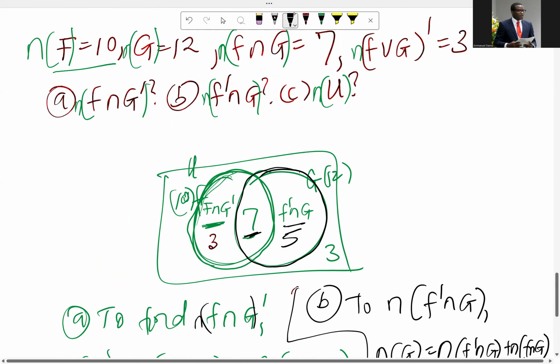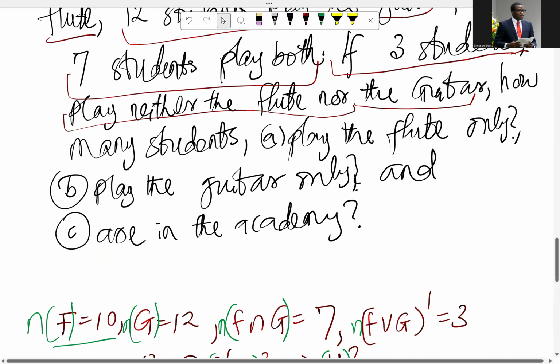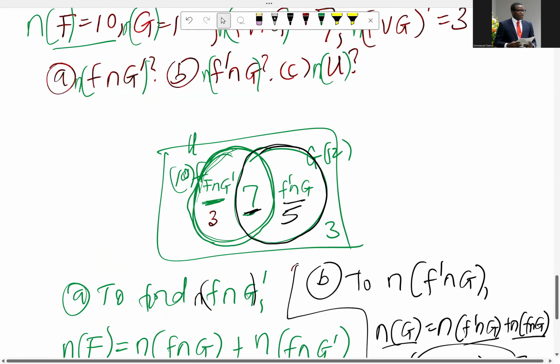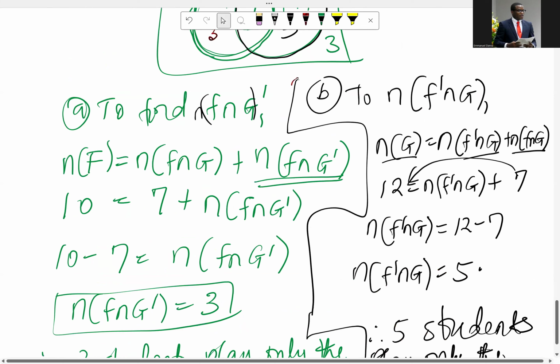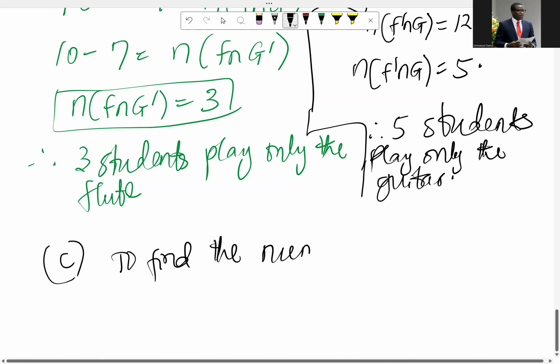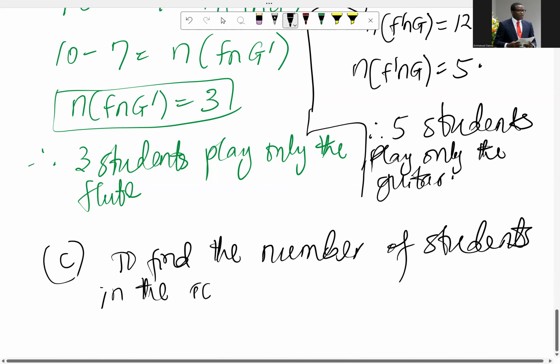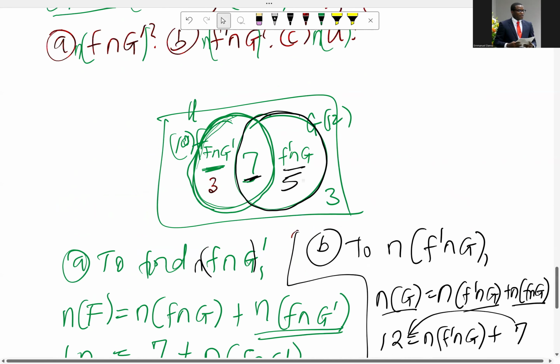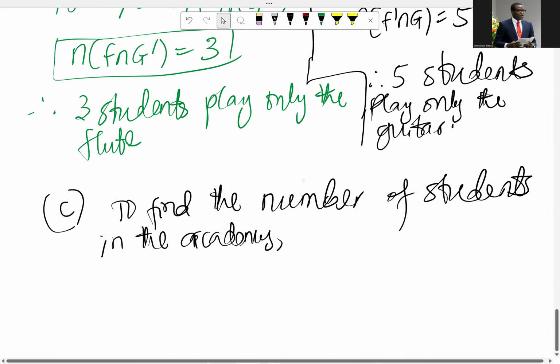So the last question says we should find the number of students who are in the academy. So let's see to that. To find the number of students in the academy, of course, that is assuming that all they do there is to play the flute and guitar. So to find the number of students who are in the academy, I'll quickly reproduce the picture based on what it is now.